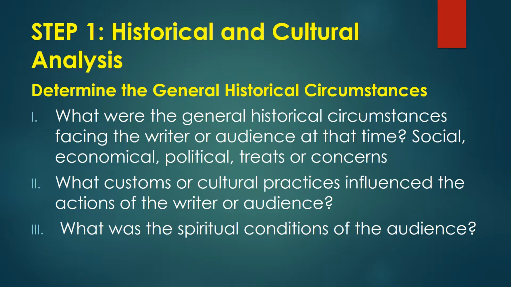Step 1. Do a historical and cultural analysis. You must determine the general historical circumstances. What were the general historical circumstances facing the writer or the audience at that time? For instance, in the book of James, were there any social, economic, or political circumstances? Were there any threats or concerns facing the author or the audience?